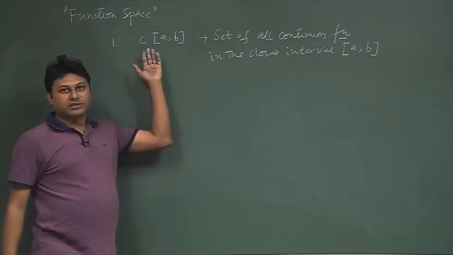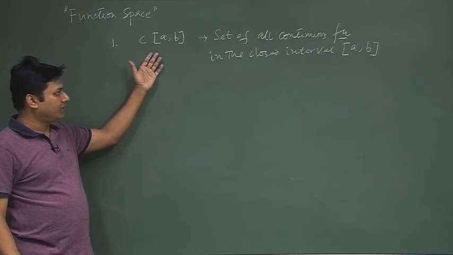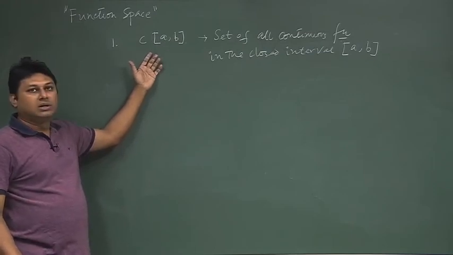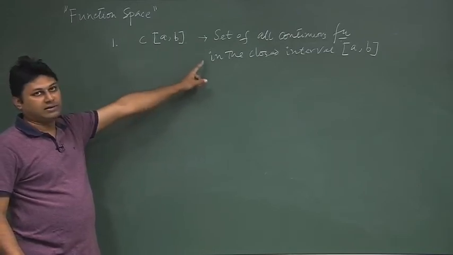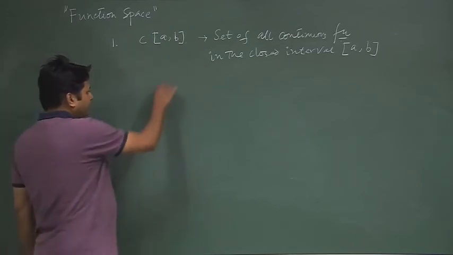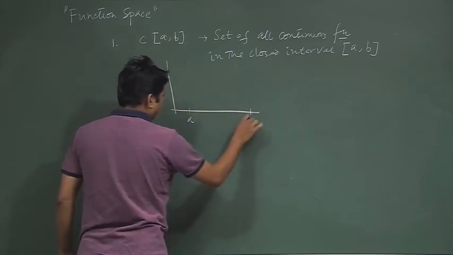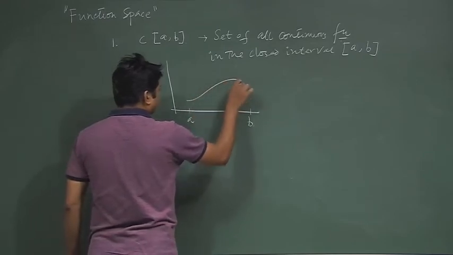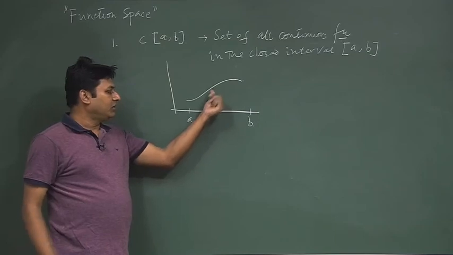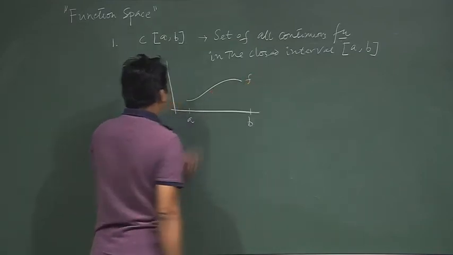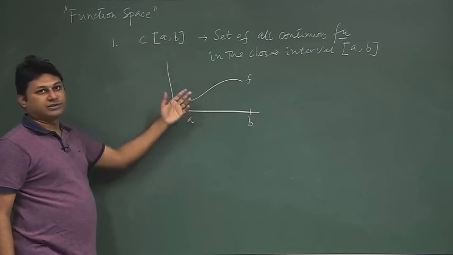So all the functions you can imagine, different kinds of functions, in fact an infinite number of functions, are possible. If they are continuous in nature, they can fall in this set. And A and B, for example, if I write, this is say my A, this is my B. If this is a function, whatever the function may be, this is continuous in A and B. So this particular function f belongs to this continuous function set, and they form a function space.